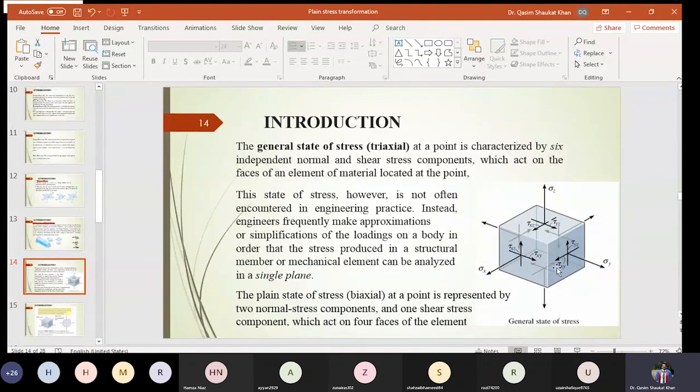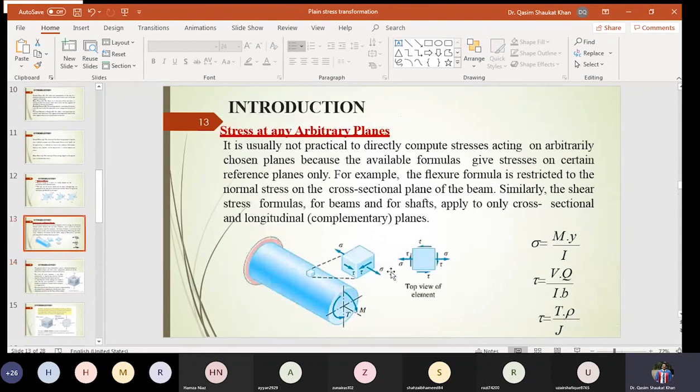Let's consider this element. Okay, so how are we proceeding? This is your element. You have divided this element into a finite number of units, and this is one unit. On this one unit, we want to work, and we want to calculate the normal stresses and the shear stresses acting on this element. Okay?